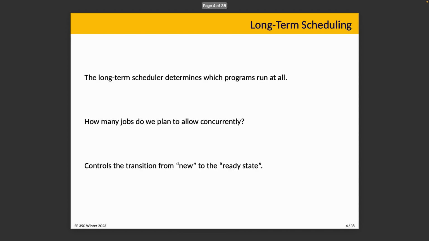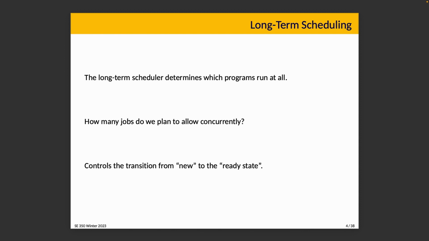So the long-term scheduler, if you will, is responsible for determining what programs are going to run at all. In a system that has limited maximum concurrency, it's about deciding how many things we allow concurrently. And it controls, if you think back to the process state diagram, the transition from the new state to the ready state. Once it gets into the ready state, then it's in the purview of a medium or short-term scheduler.